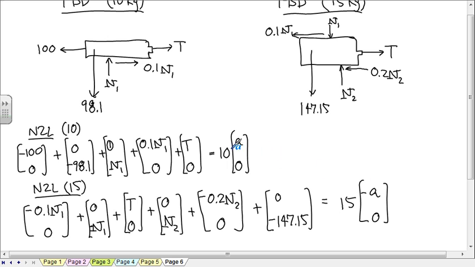Which one I called positive a and which one I called negative a was just arbitrary. If this ended up being negative, this would end up being positive. The key thing is that those just have opposite signs.